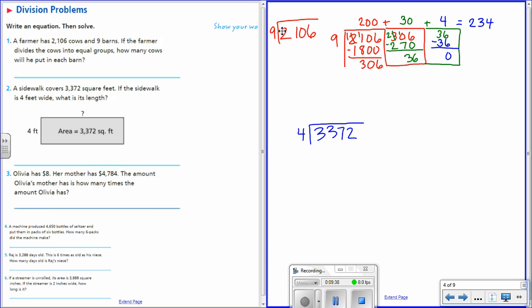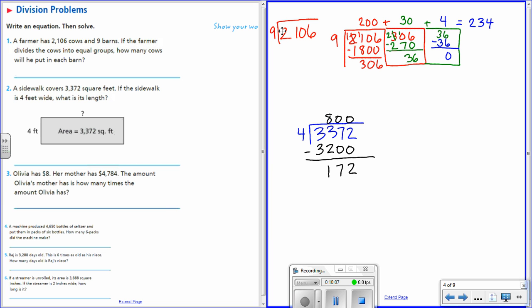How can I get closest to 33? And I'm thinking 8, because 8 times 4 is 32. So if I did 800, it would be 3,200. I'm going to subtract that. So it's 172. I'm really going to look here at 172, and I'm going to think of my tens.